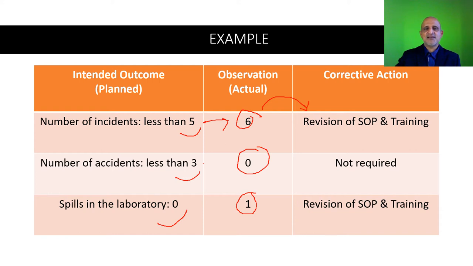For instance, the number of incidents indicate that the SOP may not be integral to the functioning of that particular process. So a revision of the SOP may be in order. An incident may also indicate a lack of training, and training of personnel may be required as a corrective action. The number of accidents is 0, so there is no corrective action required. And there's a spill in the laboratory, which can be considered as an incident, and this may require revision of SOP. So each incident and accident must be investigated, and the necessary corrective action must be taken. This is an example of how we set goals for intended outcomes and observe the actual outcomes in laboratory operations.